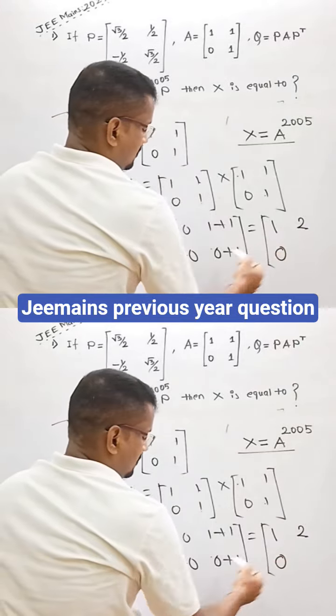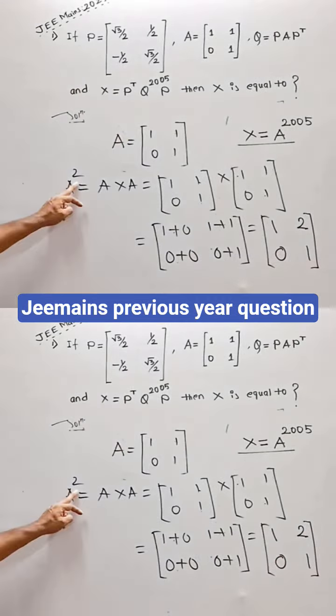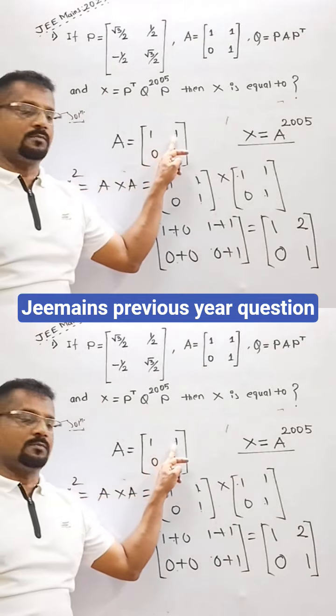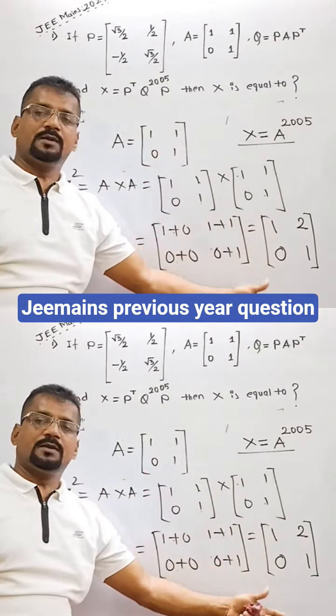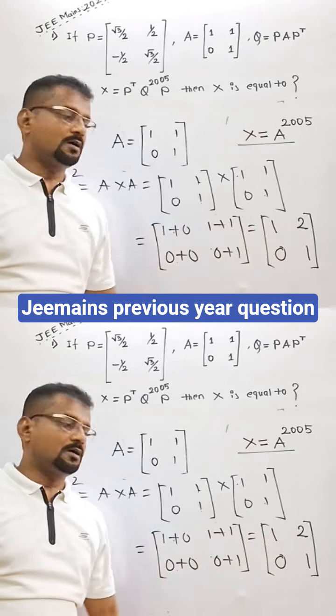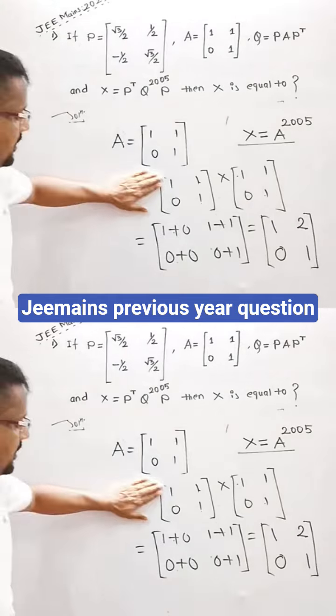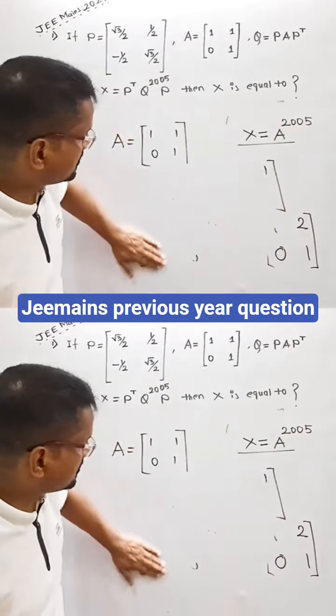This is your 0 and this is your 1. So what I told, that a square, if you take, only here 2 will come. So this is 2. And if you multiply again a square into a, then you will see here the value will come, or the entry will be 3 here. So from this symmetry, directly we can say a to the power 2005 is what?